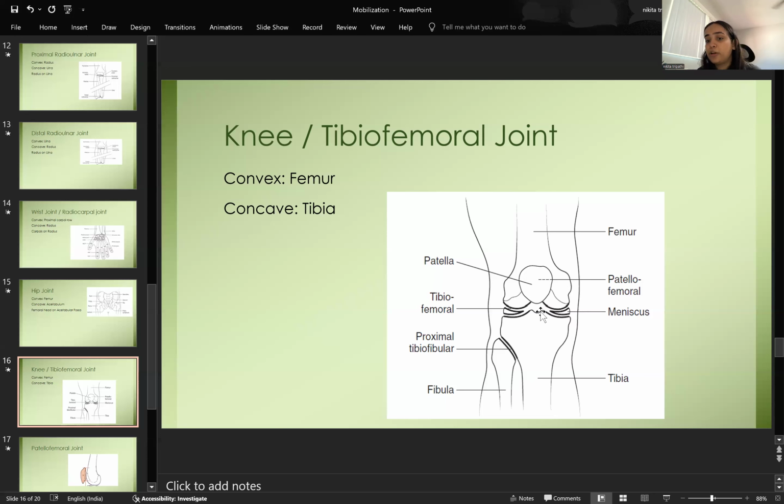Okay. Now let's talk about closed kinetic chain. We are doing squats. I'm going in the downward direction, into the squat position. My femur is moving on the tibia. As you see in the slide, the femur is convex. So my convex is moving on concave, so everything is going to happen in the opposite direction.